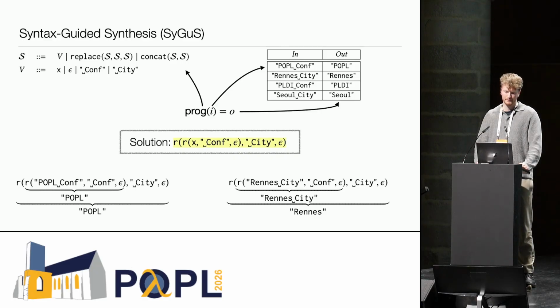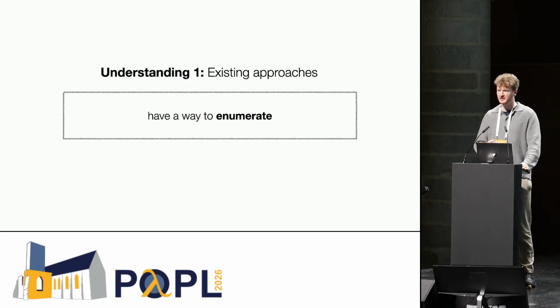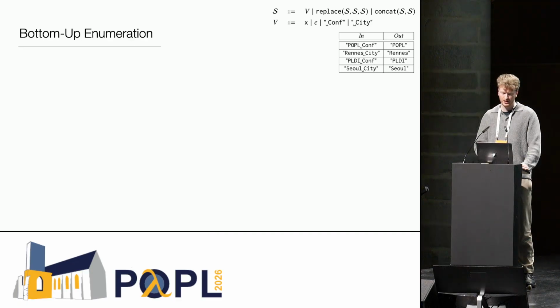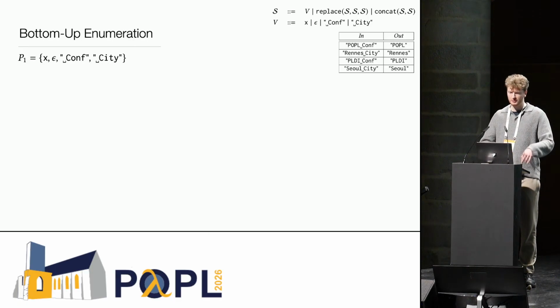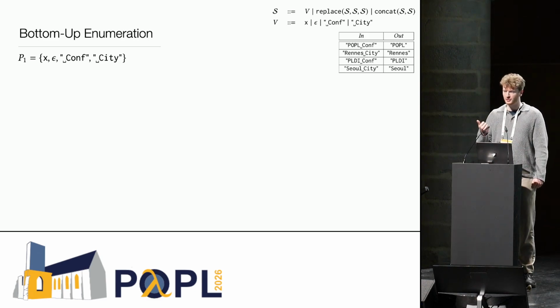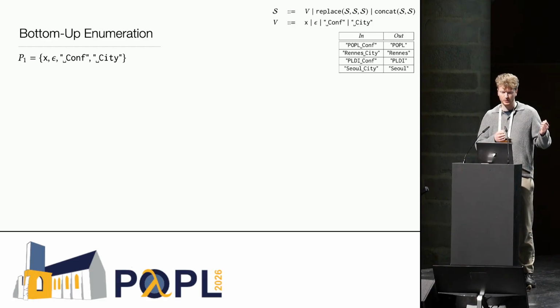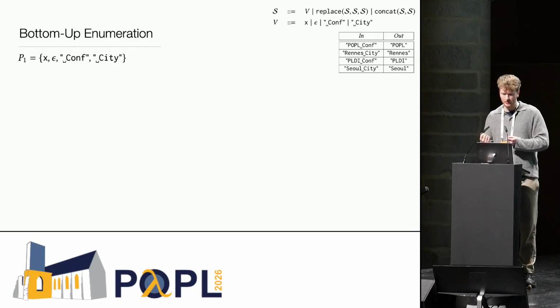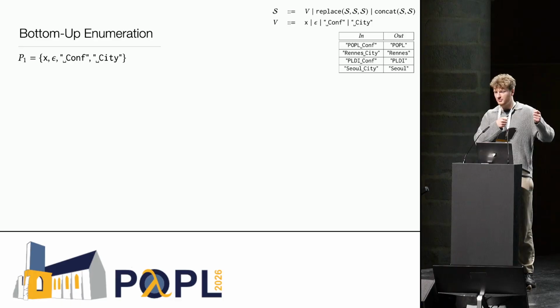Now, how do programs come up with the solution automatically? Our first understanding is that existing approaches have a way to enumerate. So here we have our problem instance again, and bottom-up enumeration will start by enumerating the smallest programs which are inside the grammar. In our case, it's returning the input variable x, epsilon, conf, or city. So these are now the programs of size 1 in our current program pool. To generate new programs now, we use the operators, which are allowed in the grammar, to combine the programs we already have enumerated and get new programs from them.